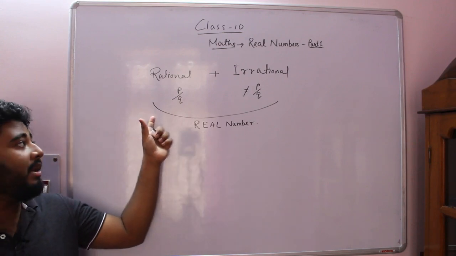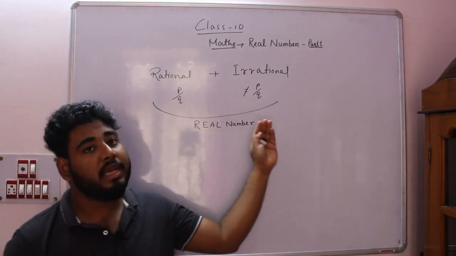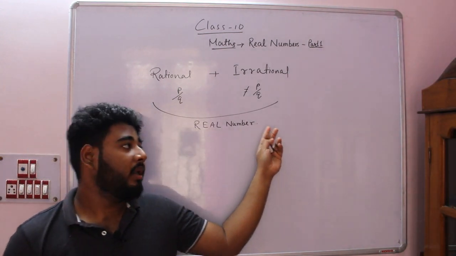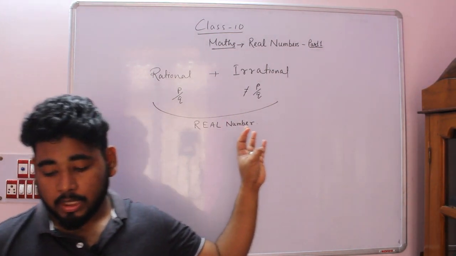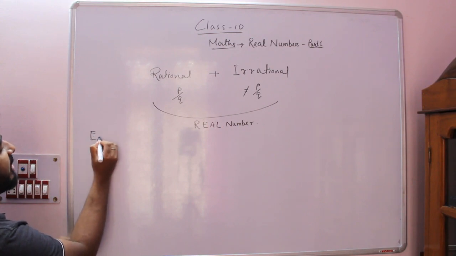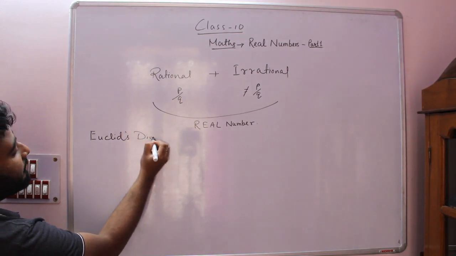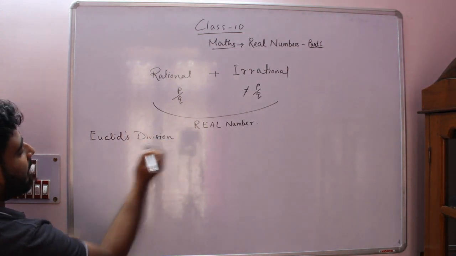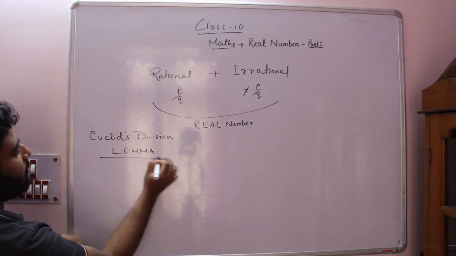So rational numbers, I believe you have completed in class 9, but this time we will be dealing with how the irrational numbers are there in your book. So first thing that is there in your book is Euclid's division lemma, or algorithm, whatever, both are correct.